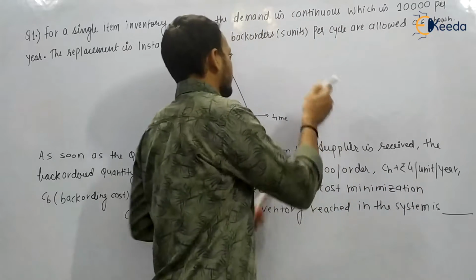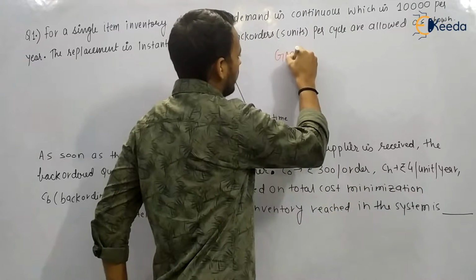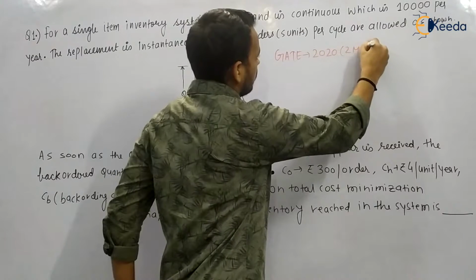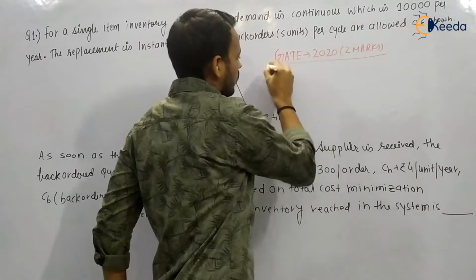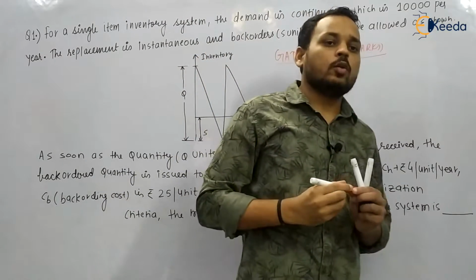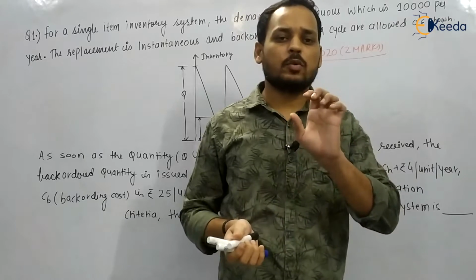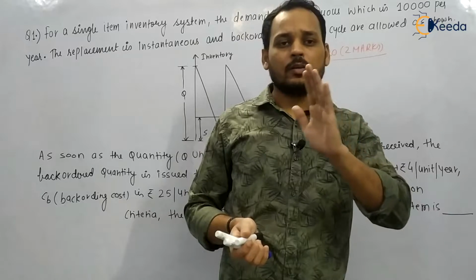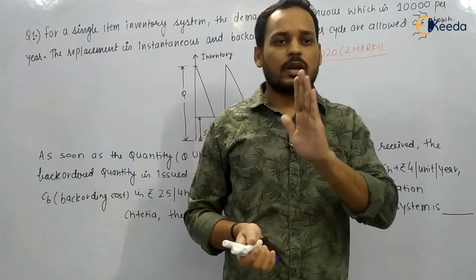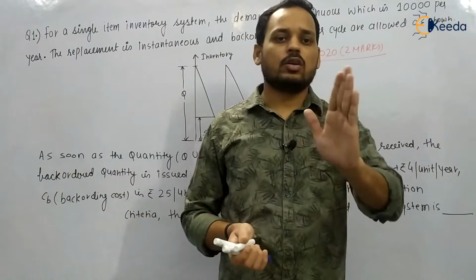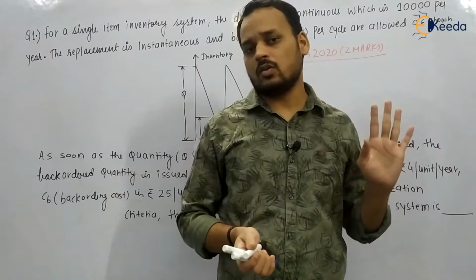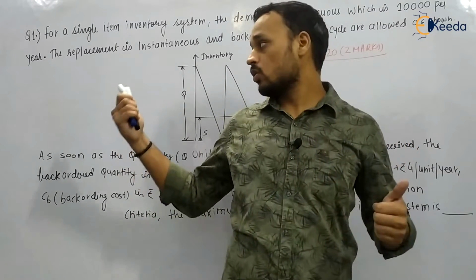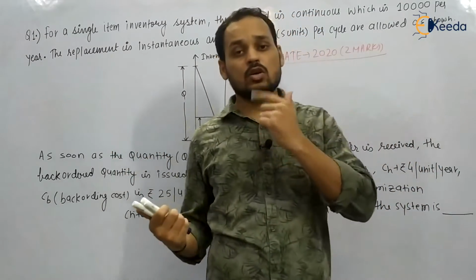This question has been asked in GATE 2020, a 2 marks question. So basically I have told you, look, deterministic approach and probabilistic approach. In deterministic approach there are 4 types. On the basis of the EOQ model, price discount model and production consumption model, the questions on all the 3 models have been done, and the last model was the shortage model. So this question of GATE 2020 is based on the shortage model.